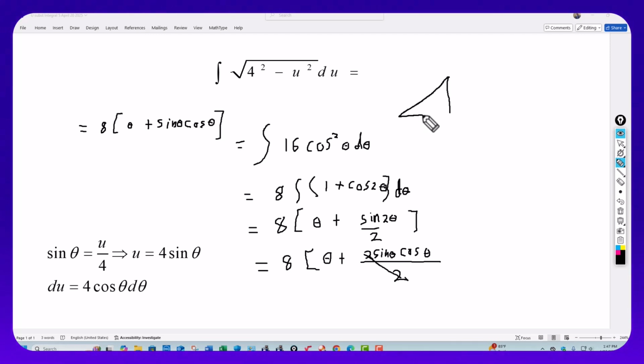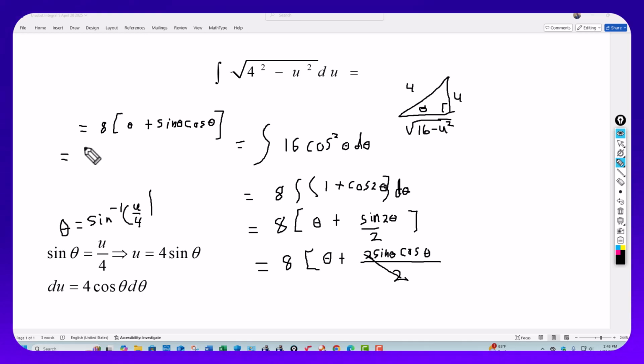You can draw yourself a reference triangle here if you want. This is theta here. Sine of theta is u over 4, so this side is u and the hypotenuse is 4. Then complete the right triangle. This side is going to be the square root of 4 squared minus u squared, so you can write that as the square root of 16 minus u squared. And of course you know that sine theta is equal to u over 4. So taking the inverse sine of both sides, theta is equal to sine inverse of u over 4.